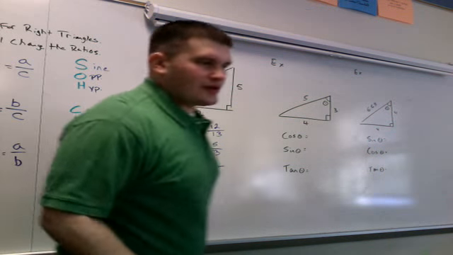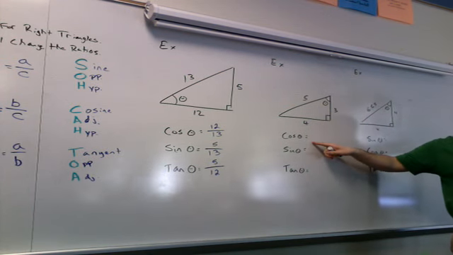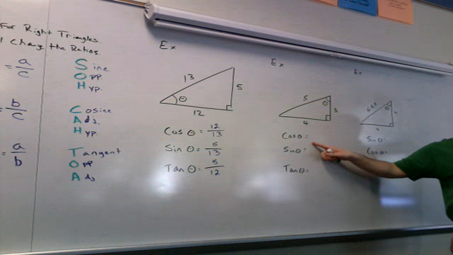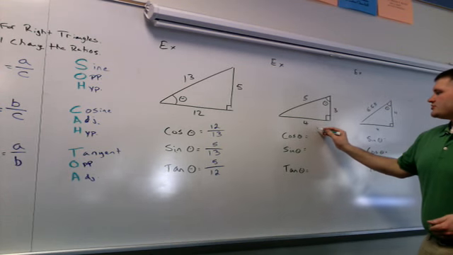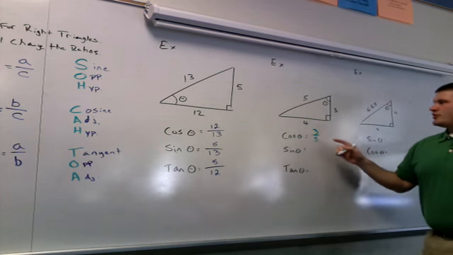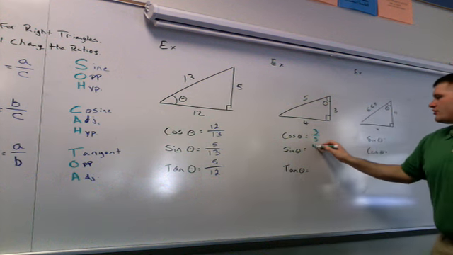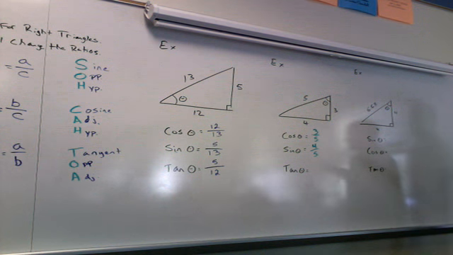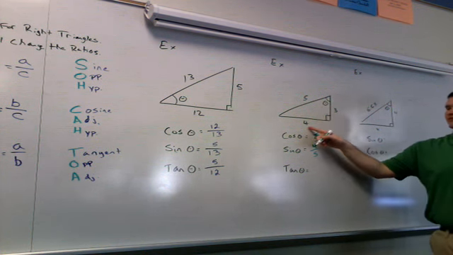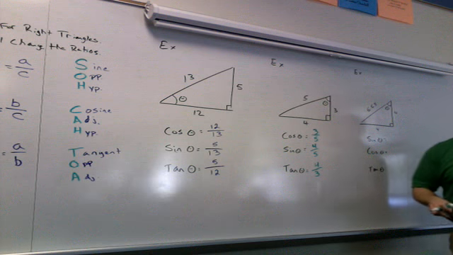All right, let's try these out. For this one, here's theta. Cosine is adjacent over hypotenuse. So what's adjacent? 3. What's hypotenuse? 5. Good. Sine is opposite over hypotenuse, so 4 over 5. And tangent is opposite over adjacent, so opposite is 4 and adjacent is 3.